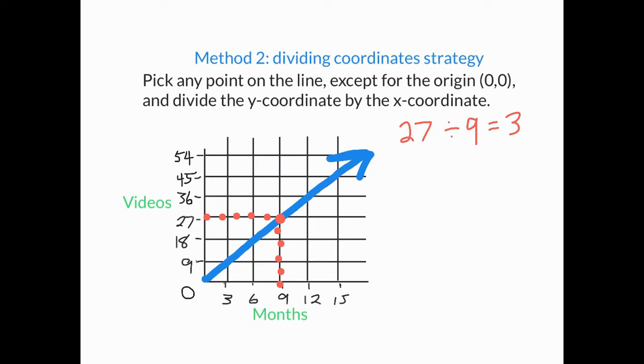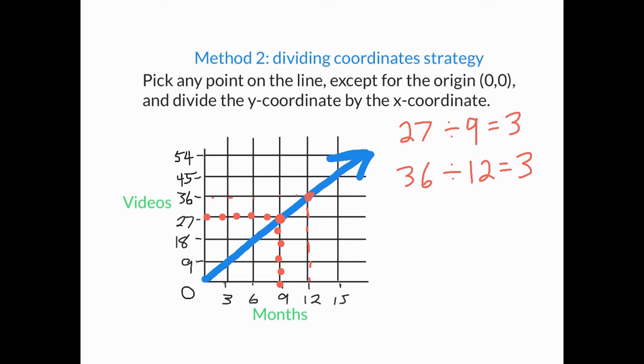So I could have picked this point right over here, and that would give me 36 for the y-coordinate and 12 for the x-coordinate. And 36 divided by 12 is also equal to 3. So that would also give me 36 videos, 3 videos per month. Yeah, so 36 videos in 12 months is 3 videos per month. So same answer that I got the first time.